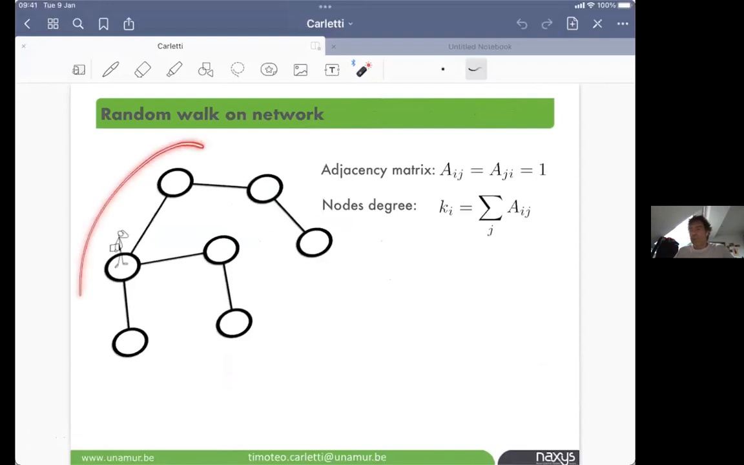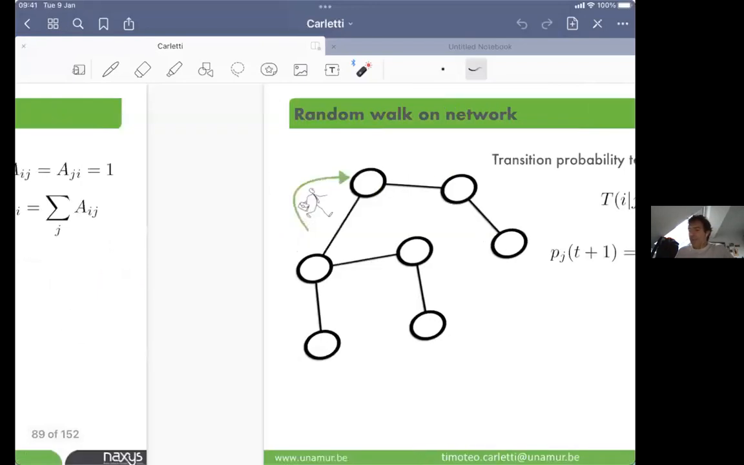Let me just give you an example. This is my network, made of 7 nodes. This is my agent, which is on some node. And I use, as I told you last time, A_ij as the adjacency matrix. So it's symmetric, so A_ij = A_ji. It is 1 if i and j are connected, and 0 otherwise. And then you have the degrees, k_i, which is the sum over all the neighbors. So this node has degree 3: 1, 2, 3. This one has degree 1, this one has degree 2, and so on. We already saw this last time.